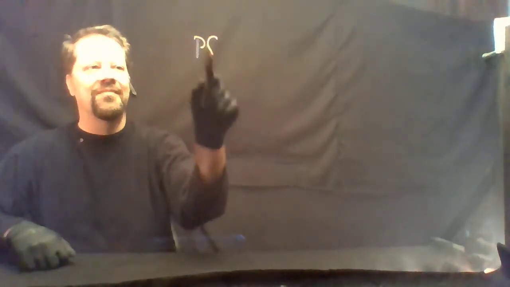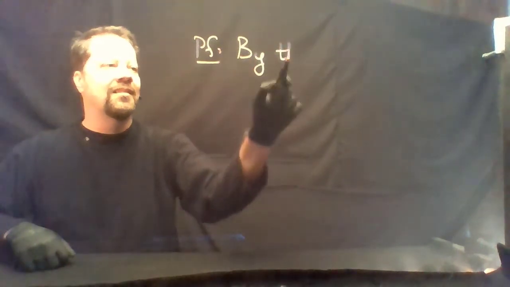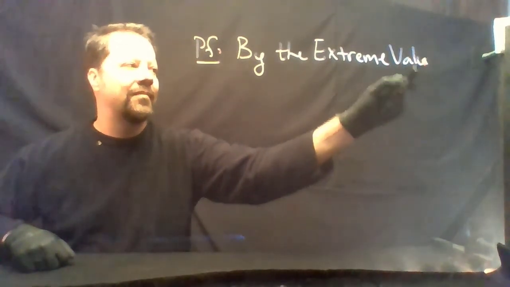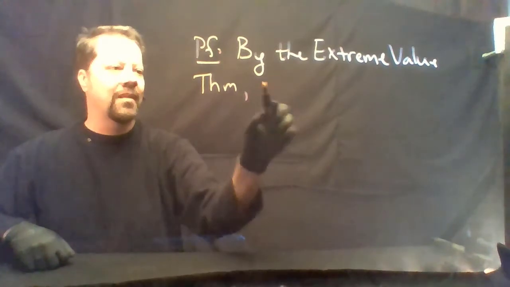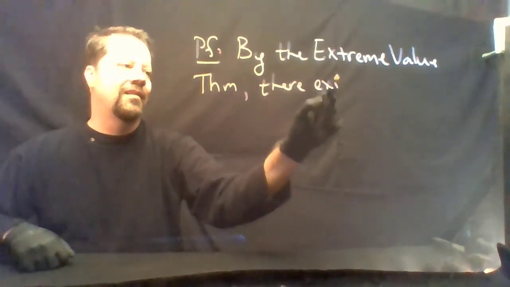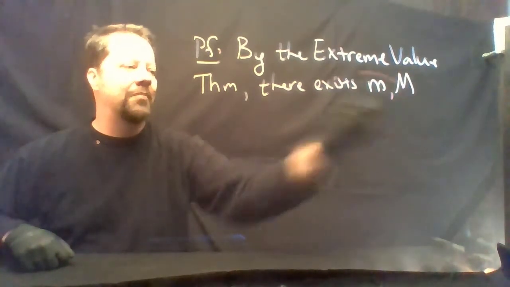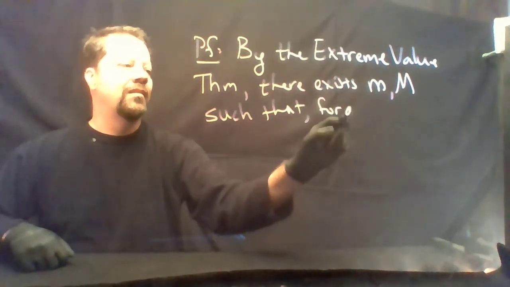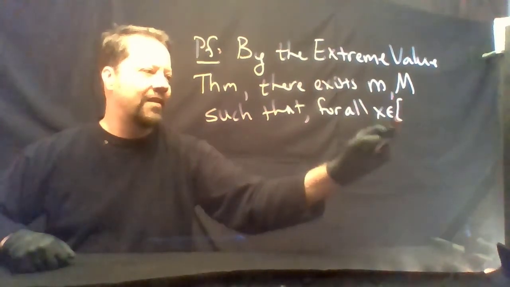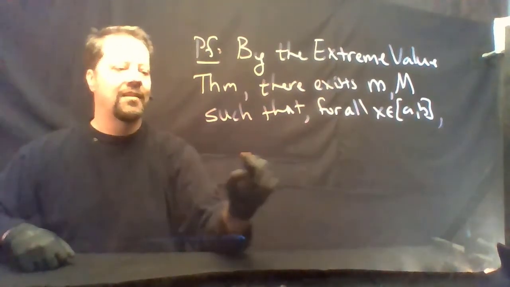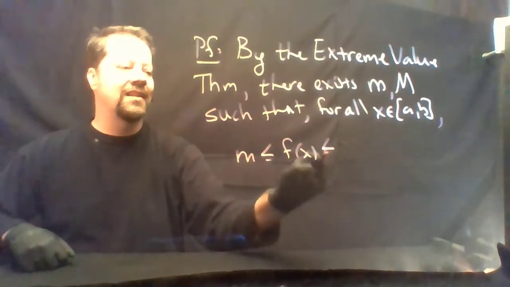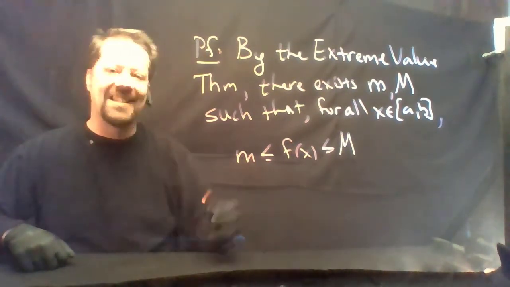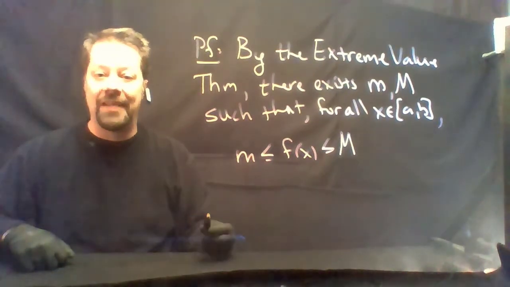To prove this theorem, note that by the extreme value theorem, there exists a little m and a big M, such that for all points x in the interval [a, b], little m is less than or equal to f of x is less than or equal to big M. There are places within the interval where the function achieves its absolute minimum and its absolute maximum. Everywhere else, the function value is in between those two values.